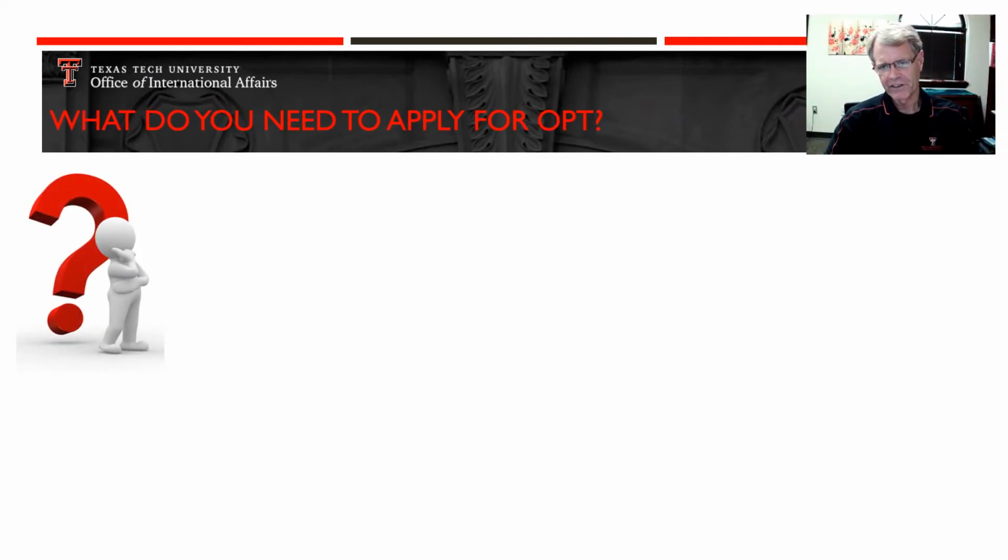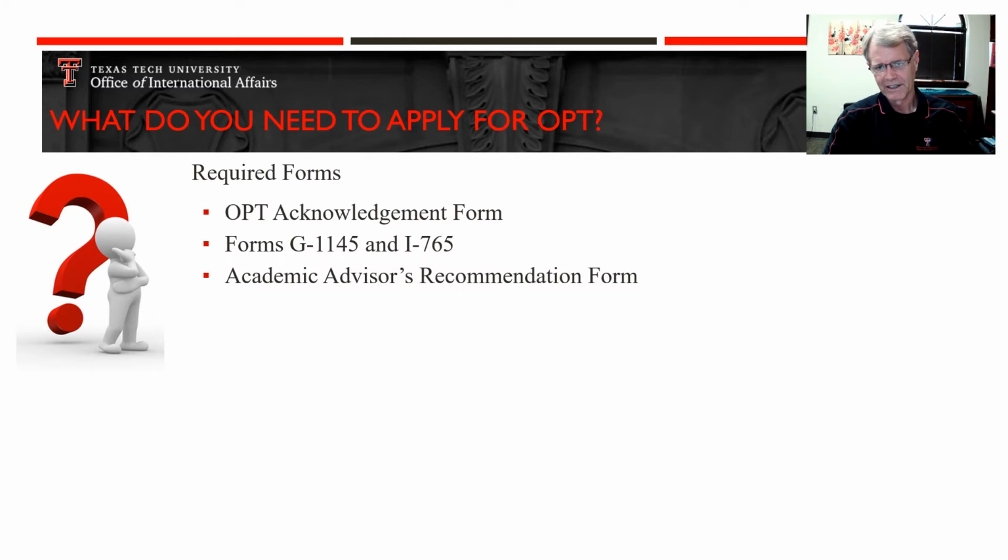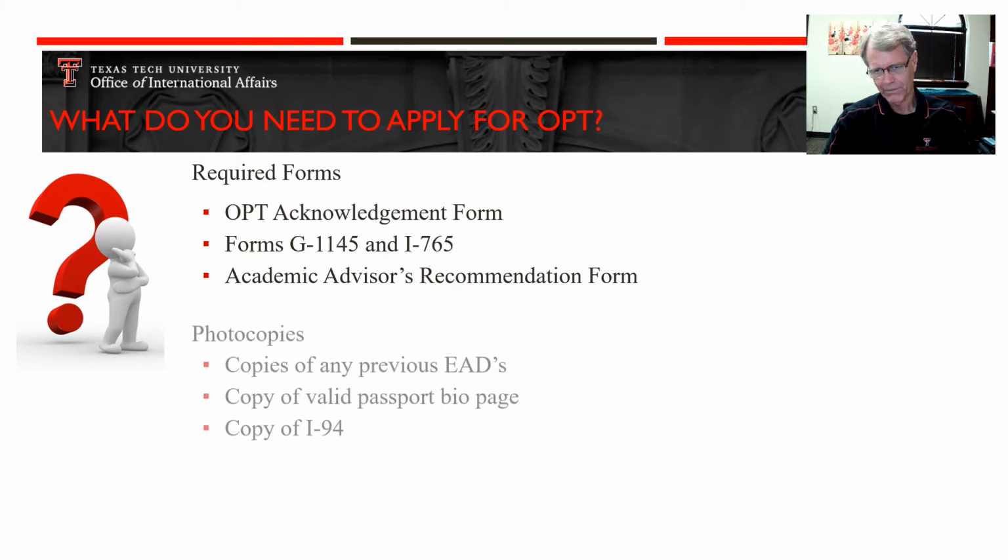So here are some of the things you need to know about how you will apply for OPT. A lot more information is available on our website, but briefly, here are some of the things that you will need to apply for OPT. You will need a variety of forms, including the optional practical training acknowledgement form. That's a form that was created by our office. You will need these government forms, the G-1145 and the I-765, and you will need an academic advisor's recommendation form.